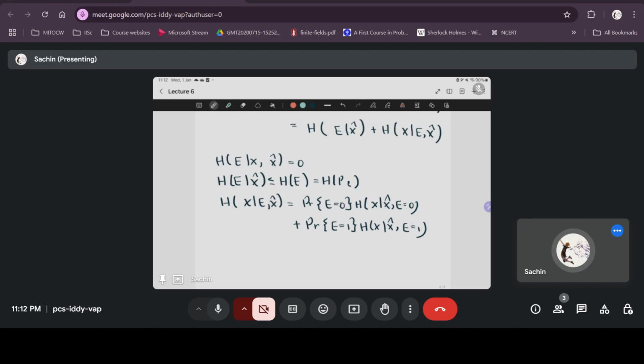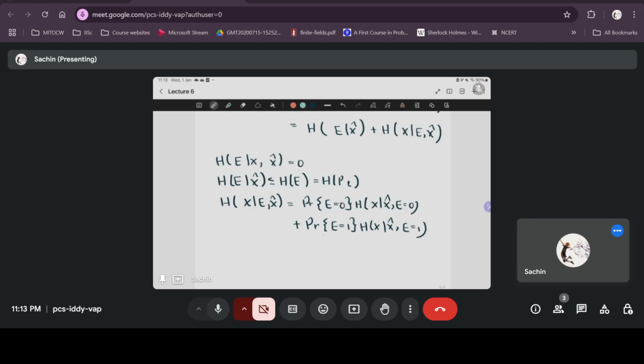particular conditional entropy. So H(X given Y) was defined to be the summation of p(y) over all values of y, times H(X given Y takes the particular value y). So these are particular values. It is E equal to 1, E equal to 0. That's what it means. So by definition, H(X given E, X hat) is probability that E is equal to 0, H(X given X hat, E is equal to 0), plus probability E is equal to 1, H(X given X hat, E is equal to 1).